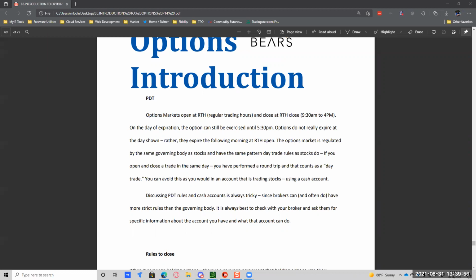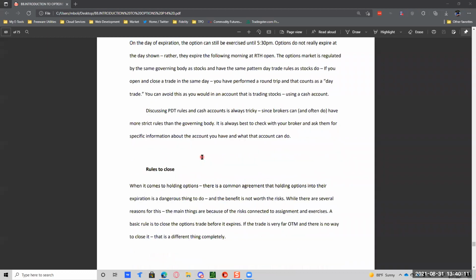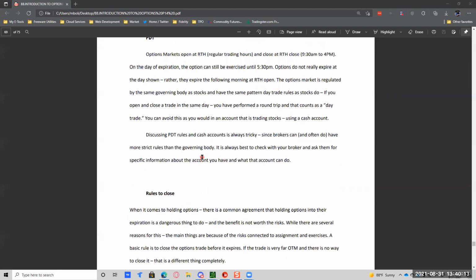It can be done. You can open up multiple trading accounts. You can stay in cash. Any way that you would avoid PDT in stocks, you can avoid it in options. Same thing with round trip. So avoiding round trip, if you can just hang on to the trade until tomorrow and then close it, you'll avoid the PDT.